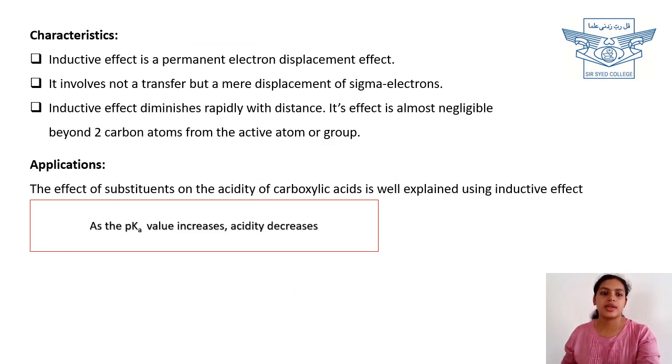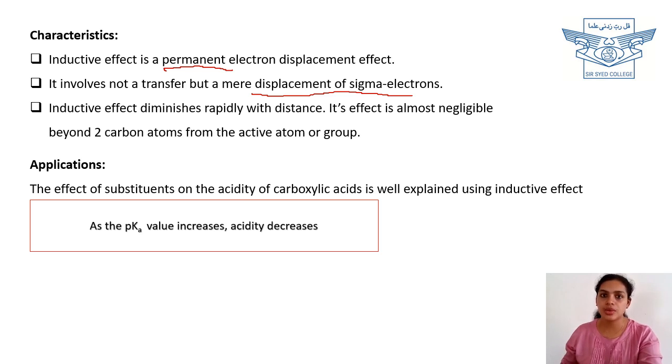And again, I'm going to repeat the points we have already discussed, that is, the characteristics of the inductive effect. It's a permanent electron displacement effect. It's not temporary. It's like that itself. In a molecule, the inductive effect is a permanent effect. It involves only the displacement of sigma electrons. Electrons are not shifted completely. Just in the expected position, the electrons are shifted towards one of the atoms. And it diminishes rapidly with distance. It is almost negligible beyond 2 carbon atoms.